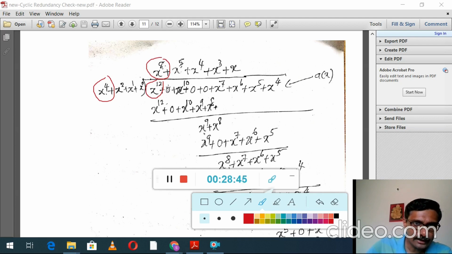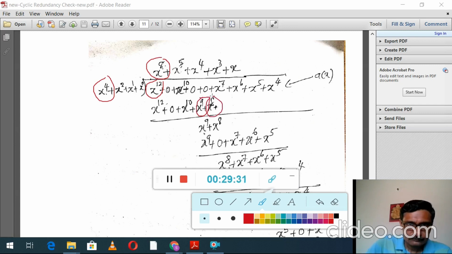x power 11 is not there, so you take it as 0 here. I'll repeat this: x power 8 multiplied by x power 4 is x power 12, x power 8 multiplied by x power 2 is x power 10, x power 8 multiplied by x power 1 gives x power 9, and x power 8 multiplied by x power 0 gives x power 8.